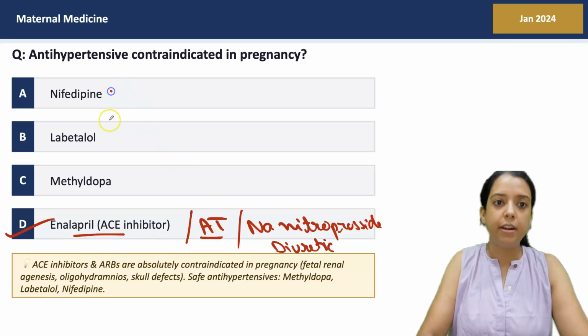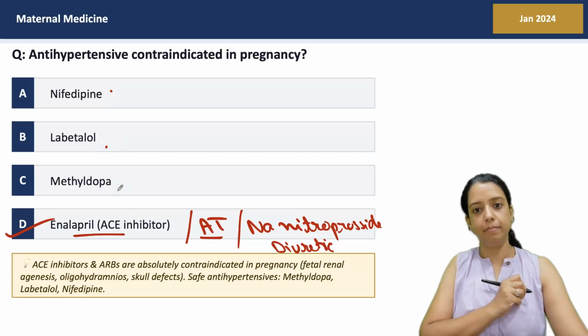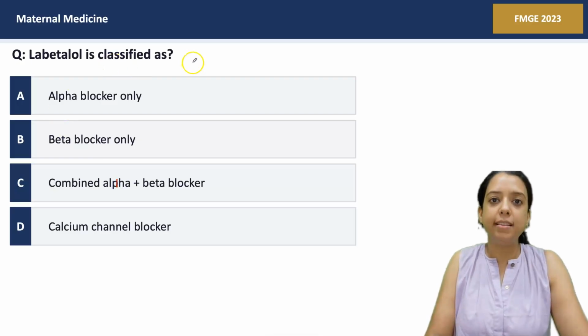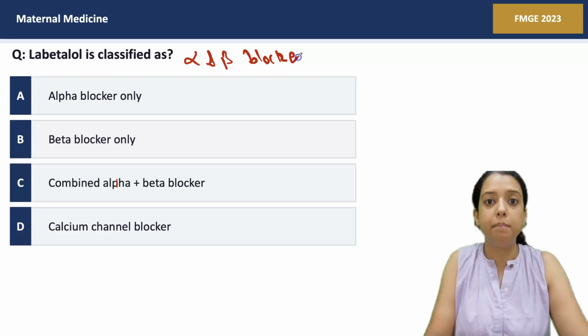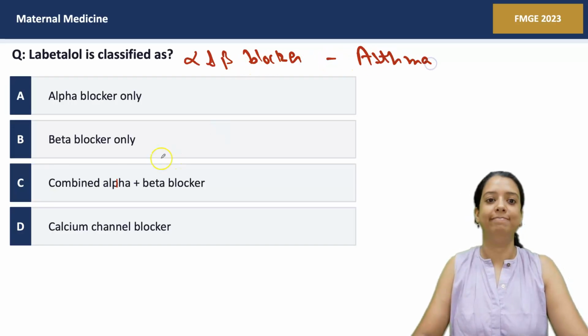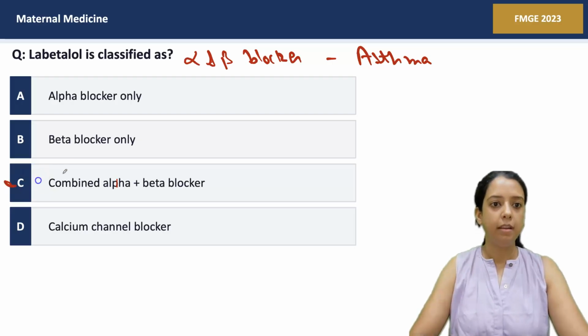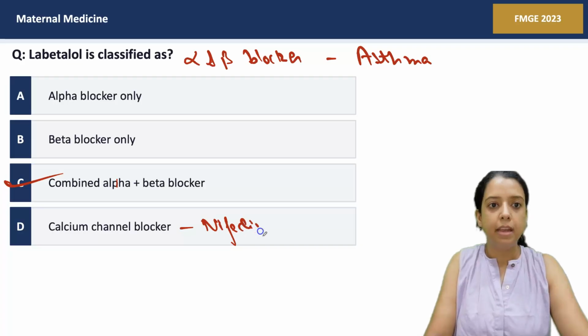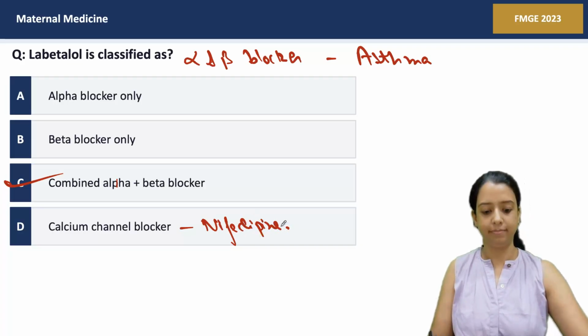What you can give is nifedipine, labetalol, methyldopa. They are very safe. Labetalol is alpha and beta blocker. It is both alpha and beta blocker. Being a beta blocker, you can't use it in asthma. Okay. Calcium channel blocker. Which is the calcium channel blocker? Nifedipine is the calcium channel blocker.